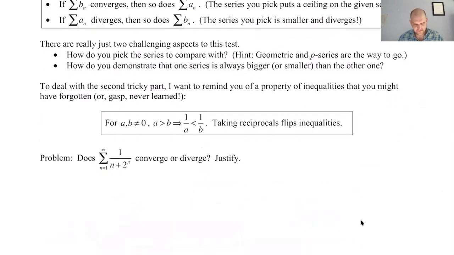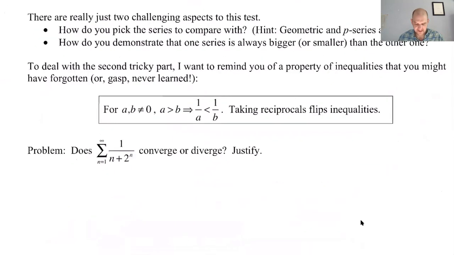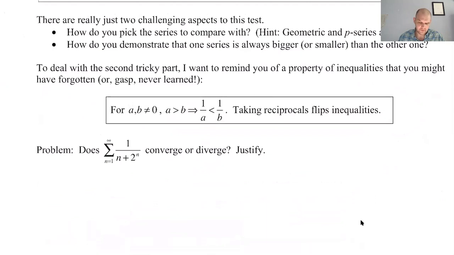One of the ways that we'll do it frequently is to use this property of inequalities. As long as A and B are not equal to 0, if A is greater than B, then 1 over A is less than 1 over B.